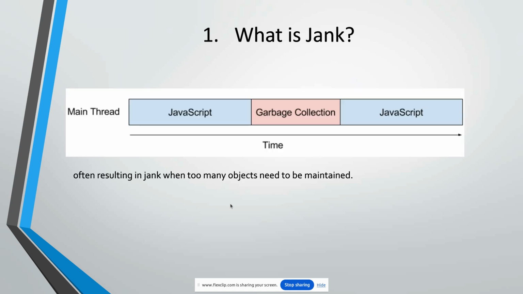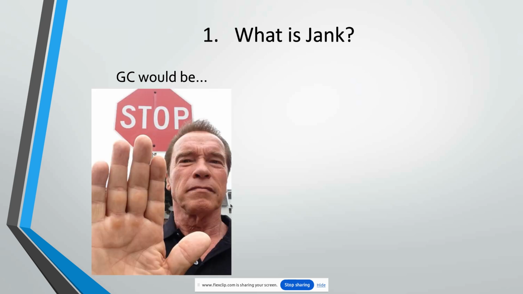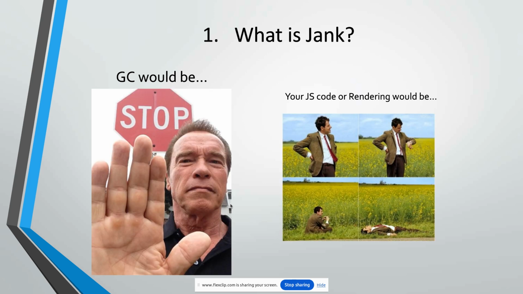But this was explained really simply. We're gonna go deeper into why it is really happening. There are two major reasons for that. But before that, GC is gonna look like this, and your JavaScript code or rendering will look like this.